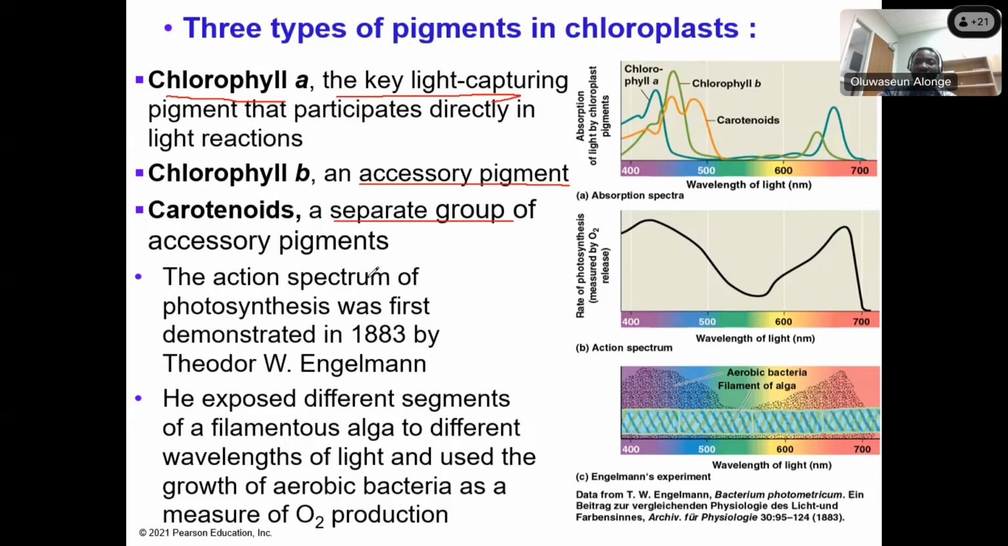All right. So the action spectrum of photosynthesis was first demonstrated in 1883 by Theodor Engelmann. I'm never going to ask you that. You just need to know it as part of the history. He exposed different segments of filamentous algae to different wavelengths of light, and he used them to grow some bacteria as a measure of oxygen production.